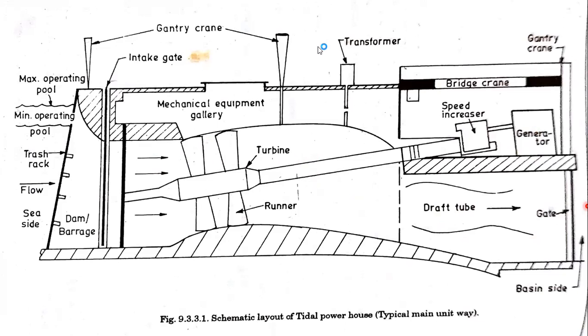So this is the schematic layout of a tidal powerhouse. See, turbine, generator, speed increaser of the turbine. This is the mechanical equipment gallery. And seawater from the dam is allowed to move on to the turbine whenever the gate is opened.